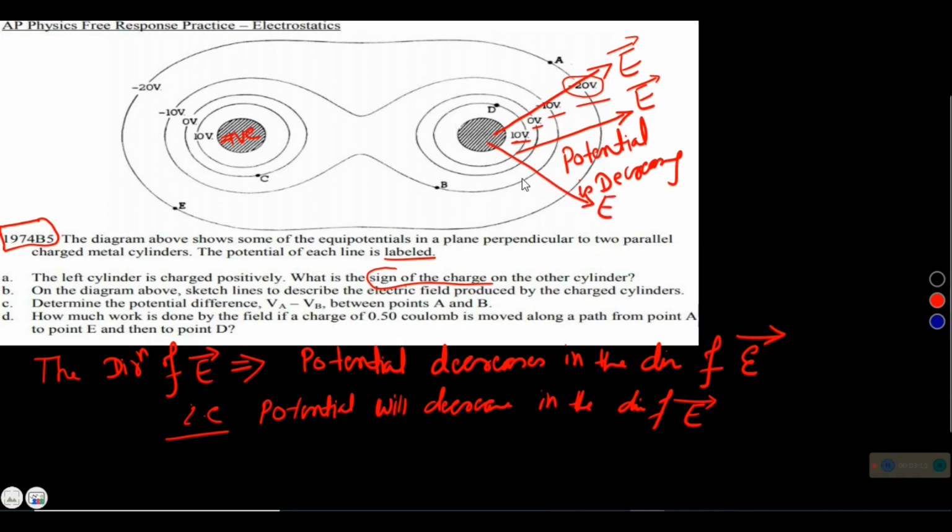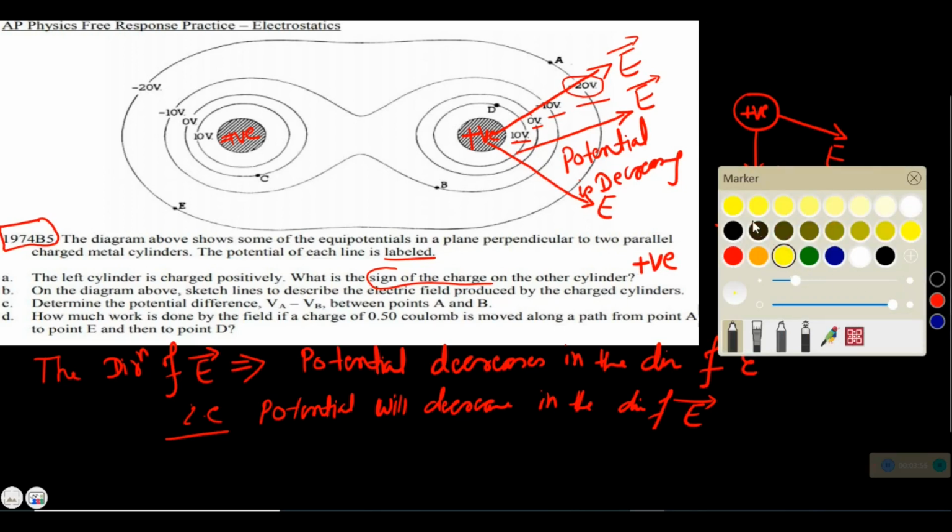And we know for the direction to be outward, this metal cylinder should be positively charged. From a positive charge, electric field lines go outward, and on a negative charge, electric field lines terminate. Clear? So for the first part, the sign of the right cylinder will be positive. Let us see the next question.